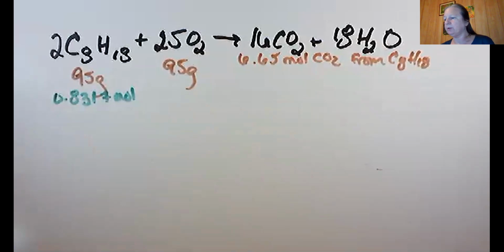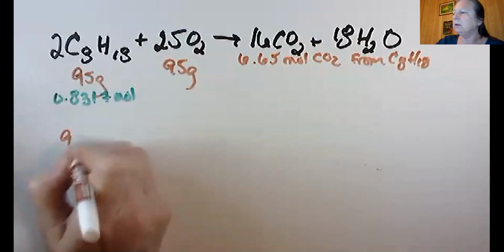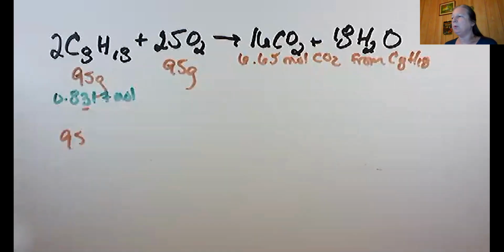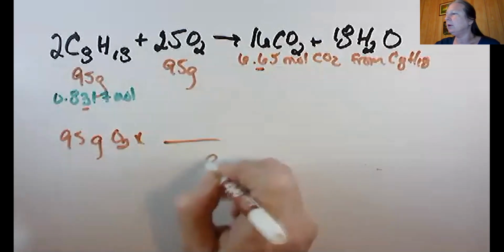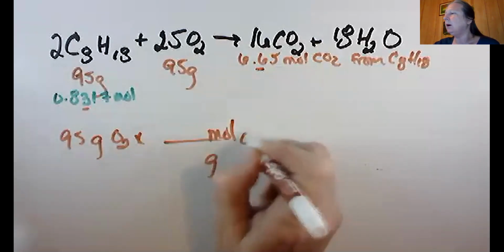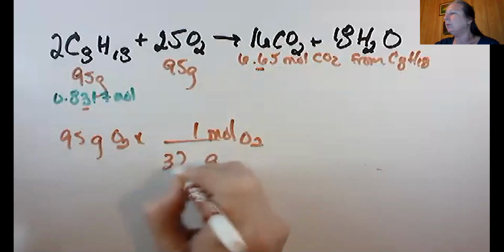Okay, what about the oxygen? But it's two sig figs, so I'm going to put a line under my 3 to let me know it's two sig figs. Same thing here, because that's 95 of oxygen times grams per mole. Oxygen, 1 mole is 32.0 grams.